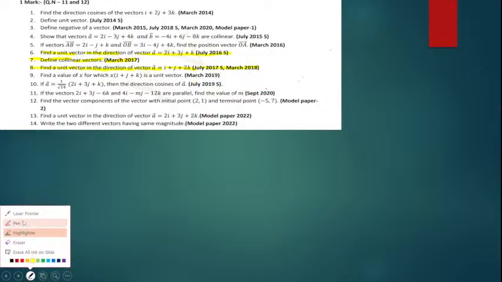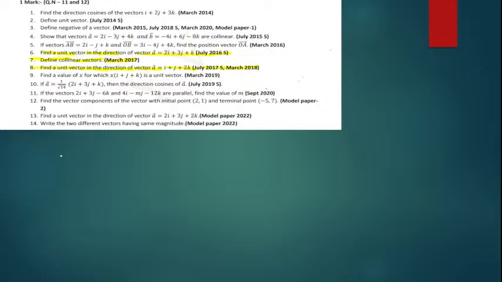So the 8th one, find a unit vector. Again the same kind of question was asked in the 2017 supplementary as well as in the 2018 March annual question paper. Same as we solved the sixth question, that is find the unit vector in the direction of the given vector, which was asked in 2016. The same kind of question is here in the 8th. We'll see how to solve this question now. Consider the given vector as a vector, that is i cap plus j cap plus 2k cap.